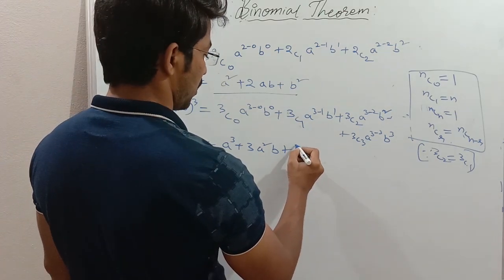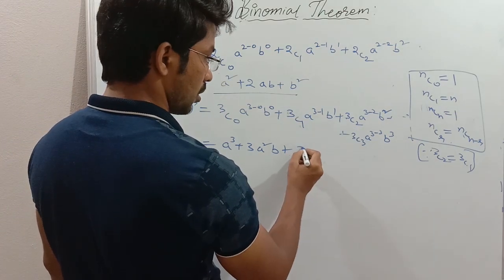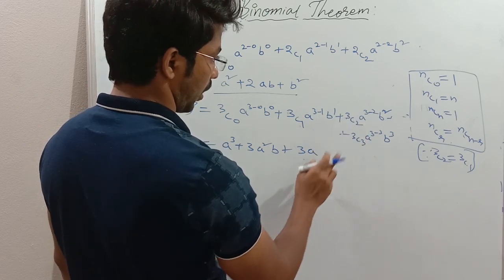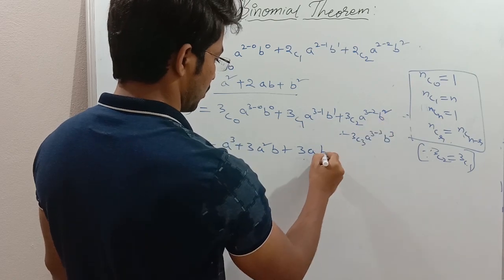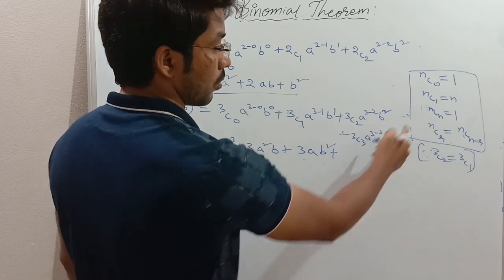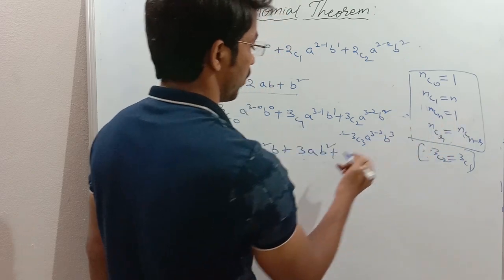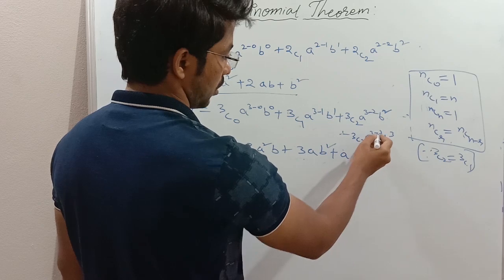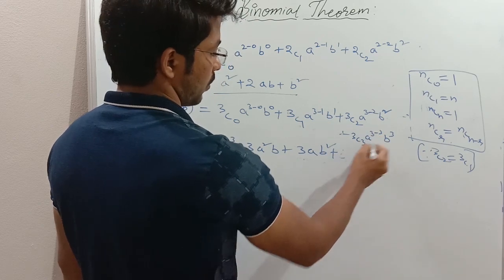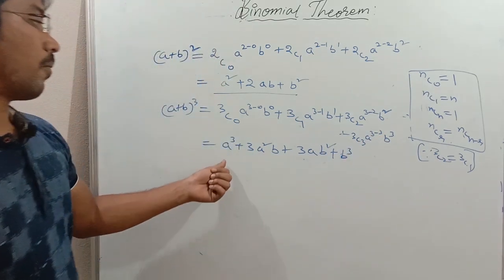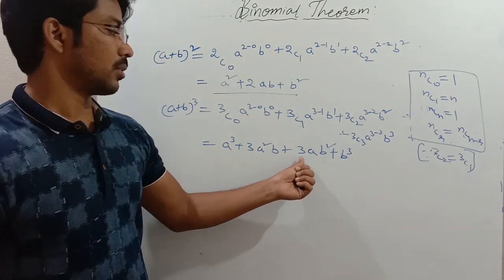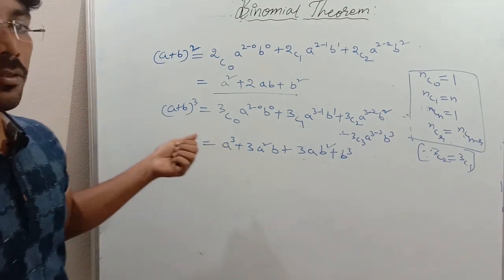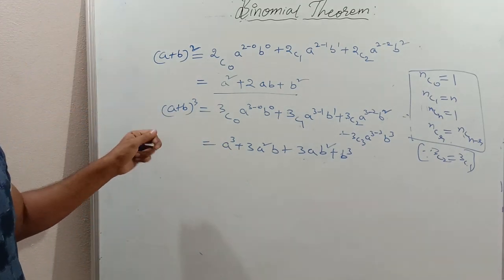Now 3C2 value is 3. Next, a^1 b square plus 3C3, whose value is nCn, which is 1. Similarly a^0 is 1, so b cube. So we get a cube plus 3a square b plus 3ab square plus b cube. So this is the formula we derived from the binomial theorem.